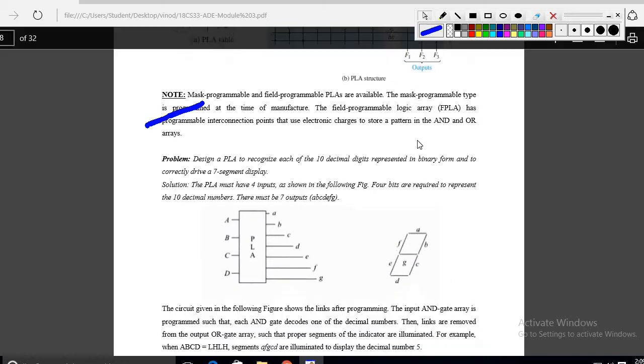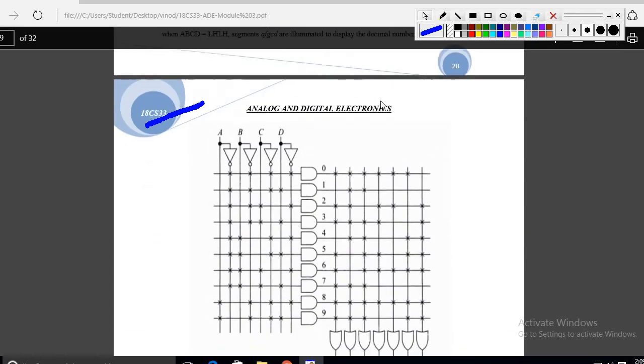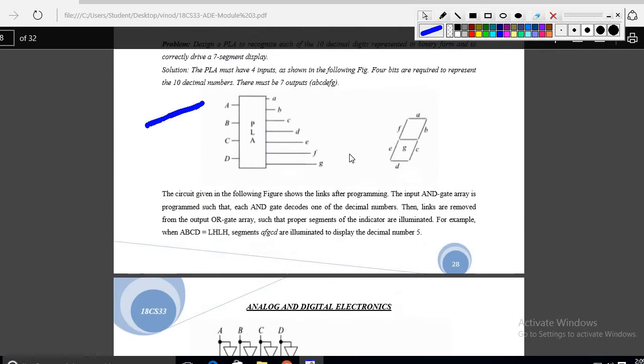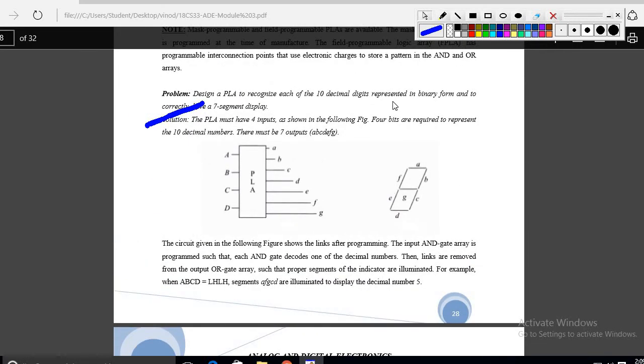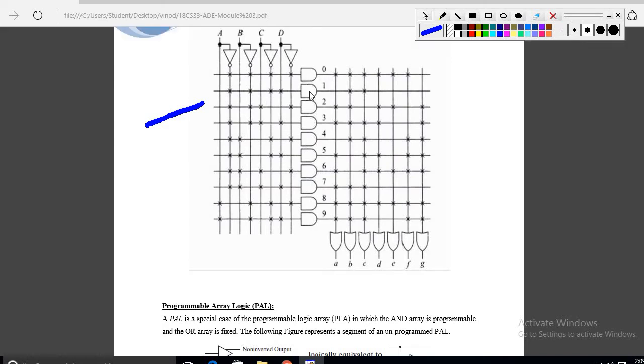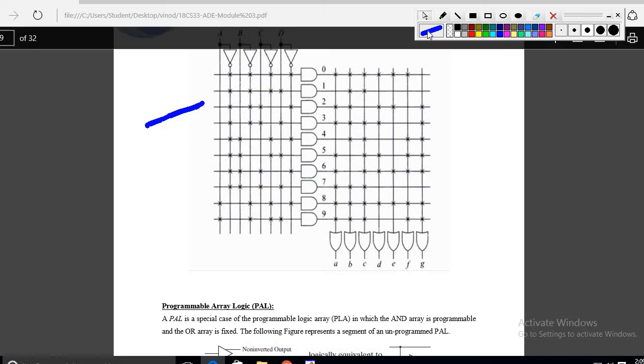See here. So how to write this particular PLA diagram? In the PLA diagram, first you have A, B, C, D and A bar, B bar, C bar, D bar. For this, I have written 0 to 9 here, because he is asking for 10 decimal digits represented in binary form. For that reason I am writing from 0 to 9. Here I am adding an AND gate because the expressions are not given, so you have to add an AND gate. Here the OR gate, and these are the segments from A to G.